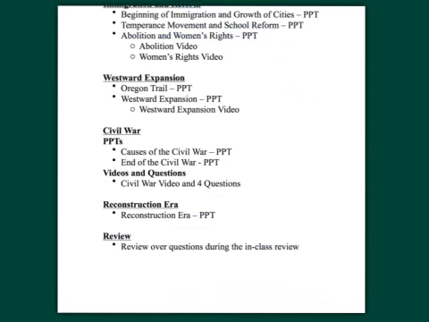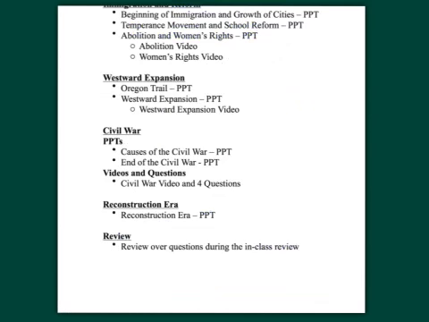Next, we were looking at immigration and reform. We took a look at the populations moving to the United States between 1840 and 1860. So mainly the Irish and the Germans, understanding why they came over, and also what they did once they came over is pretty important.